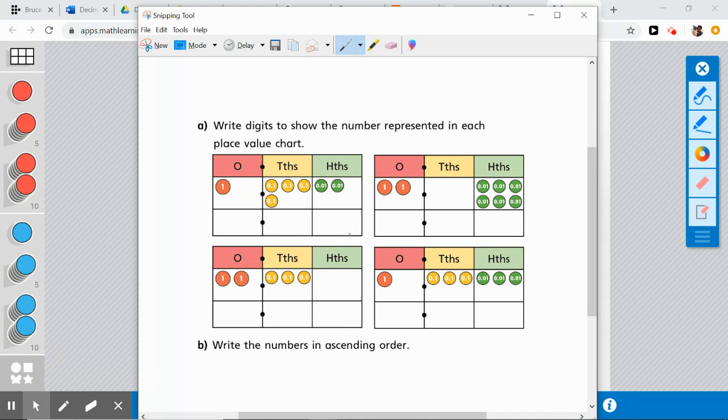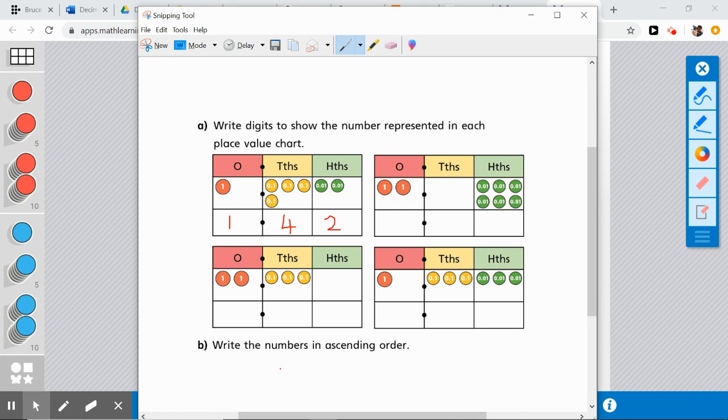This is an example of challenge 1 today. So you'll need to write the digits to show the number that is represented in each place value chart. So you can see we've got 4 place value charts there. So that's the first thing that you'd need to do, and you can write your numbers underneath. So the first one would be 1, then we've got 4 tenths, and then we've got 2 hundredths.